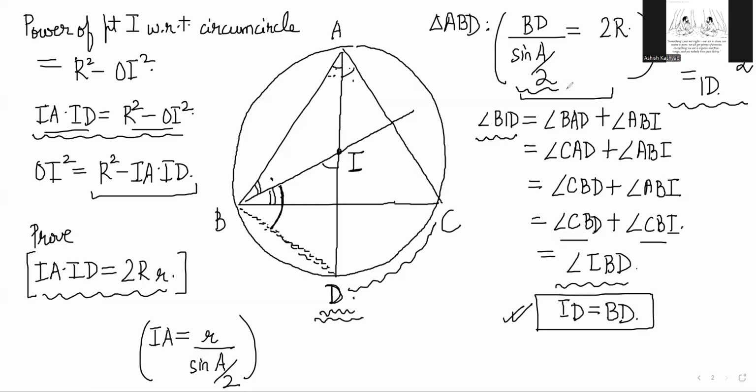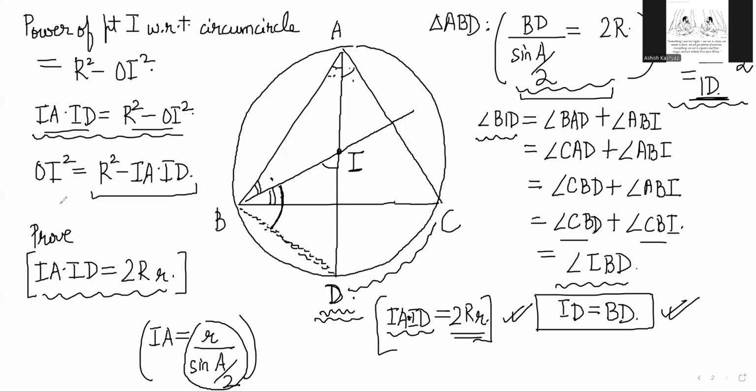So if you do the sine rule there, you can get BD is equal to 2R sine A by 2, which is the same as ID, because we have proved it already. And now you can see that if you multiply IA and ID, you're getting R by sine A by 2 multiplied by 2R sine A by 2. The product is 2R smaller. That finishes the problem because now we just needed to find this. From here, we are getting OI square is equal to this.